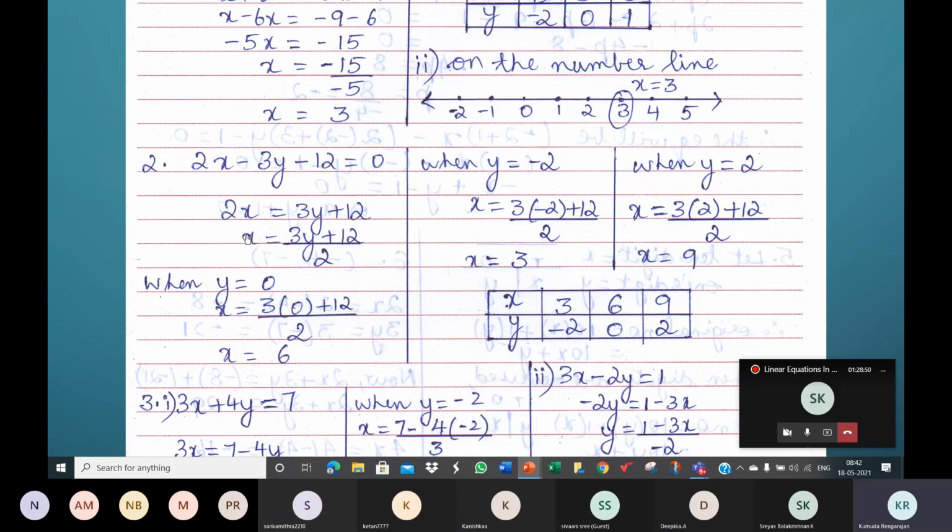So here we write x. Here what you see is I've written x in terms of y. Now we give different values for y and find the corresponding values of x. This is the equation. Here we see x in terms of y. So here you see when y is 0, x is 6. When y is minus 2, x is 3. And when y is 2, x is 9.